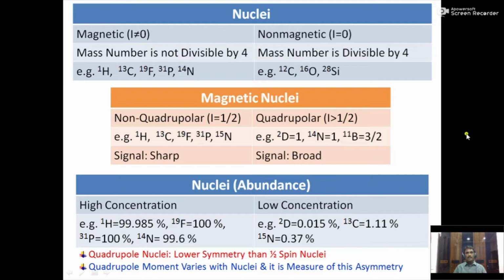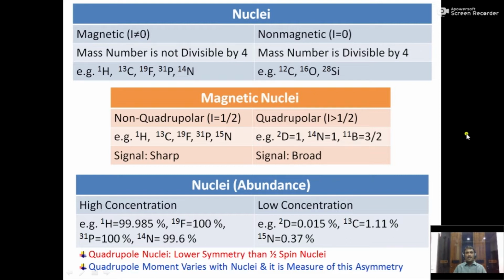You can see that hydrogen, carbon 13, fluorine 19 are the examples of the magnetic nuclei, whereas non-magnetic nuclei have I equal to 0 and their mass number is divisible by 4. The examples of non-magnetic nuclei are carbon 12, oxygen 16, silicon 28, etc.